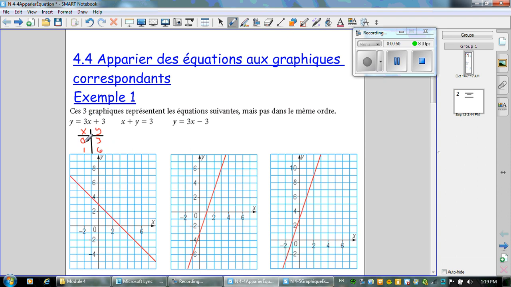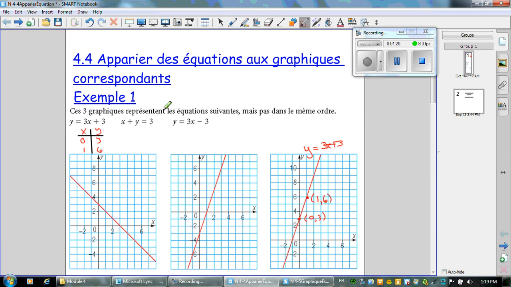Now there's only one of the three graphs that will be going through (0, 3) and (1, 6). So let's see which one that is. (0, 3), here we go. (0, 3) and (1, 6). This is (1, 6). So here we go. This is y equals 3x plus 3.